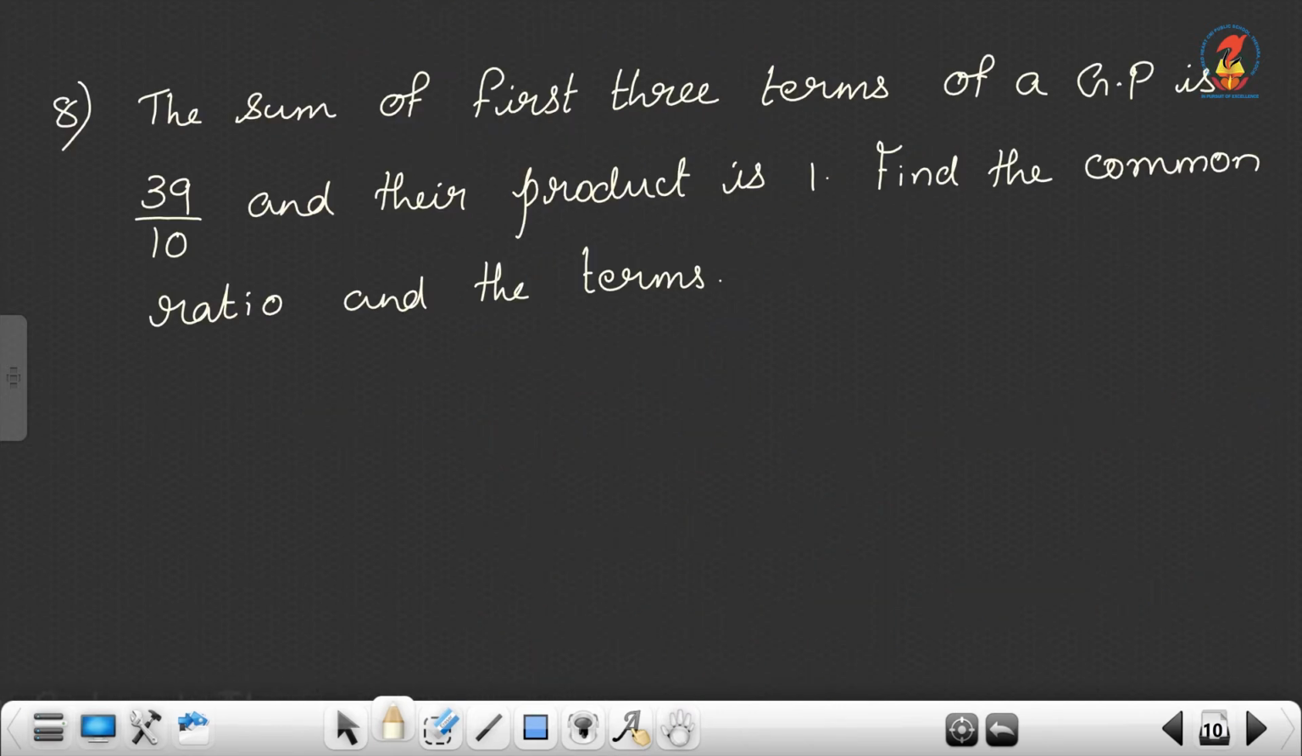Next one: the sum of the first three terms of a GP is 39 by 10 and their product is 1. Find the common ratio and the terms. So, here the sum of the first three terms is given and their product is given. So, you can take either A, AR, AR square. So, its sum is given and product is given.